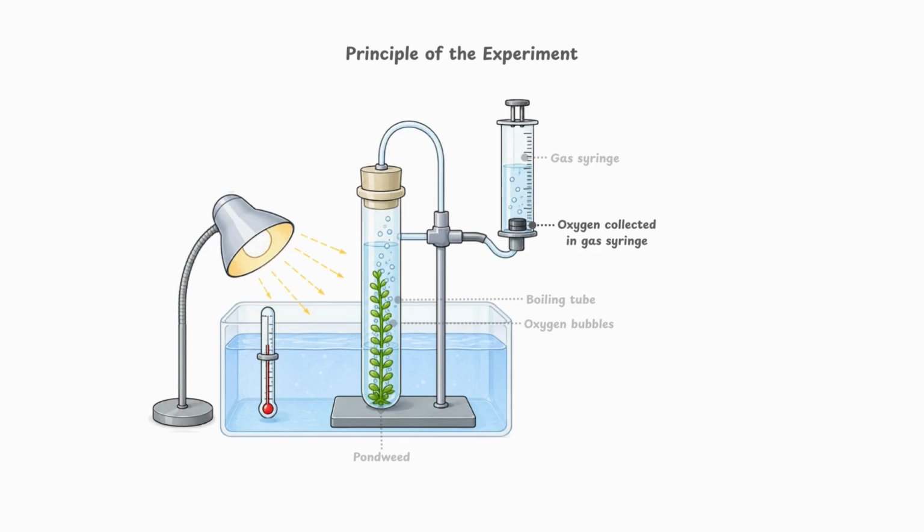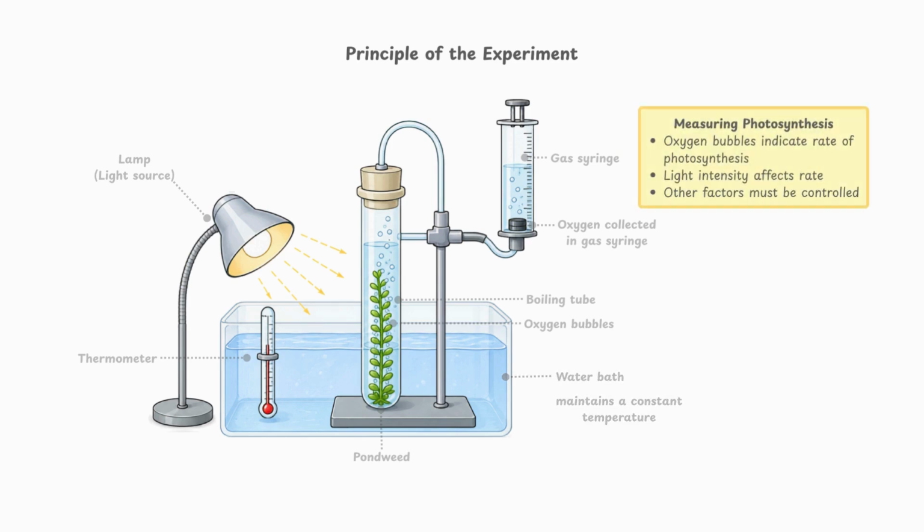In this investigation, the lamp is the light source. We change the distance between the lamp and the pondweed to change the light intensity. The water bath helps keep the temperature constant, while carbon dioxide concentration should also be kept the same. So, if the pondweed produces more oxygen in a set time, this means the rate of photosynthesis is higher. This allows us to investigate how light intensity affects the rate of photosynthesis.